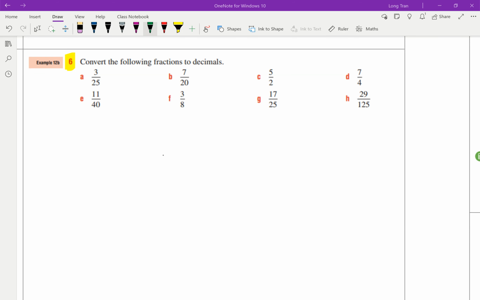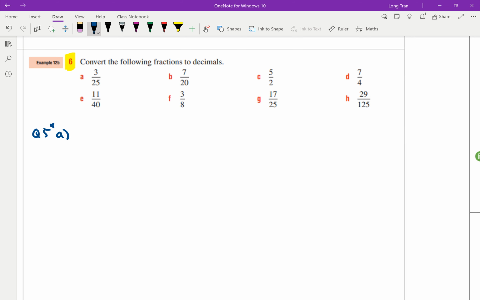Here we go. So, question 6 wants you to convert fractions to decimals. Now, question 5 is actually a bit easier. Question 5 will be doing something like this. I'll do an example. I'll just make it up. I'll do a star to let you know that I'm making this one up.